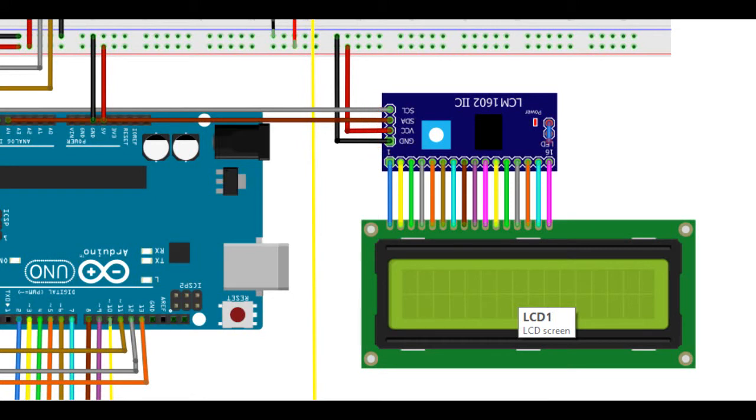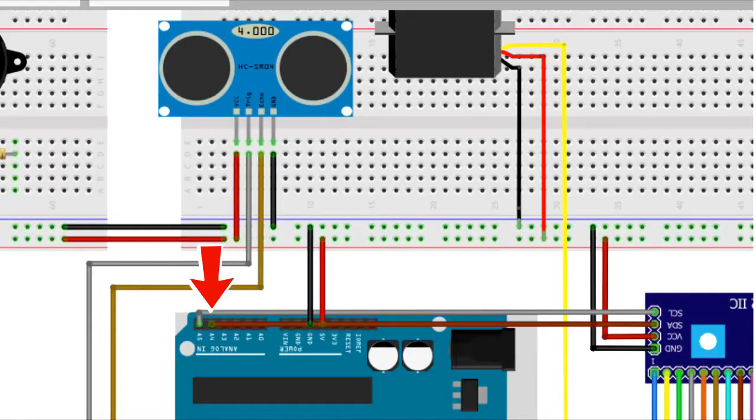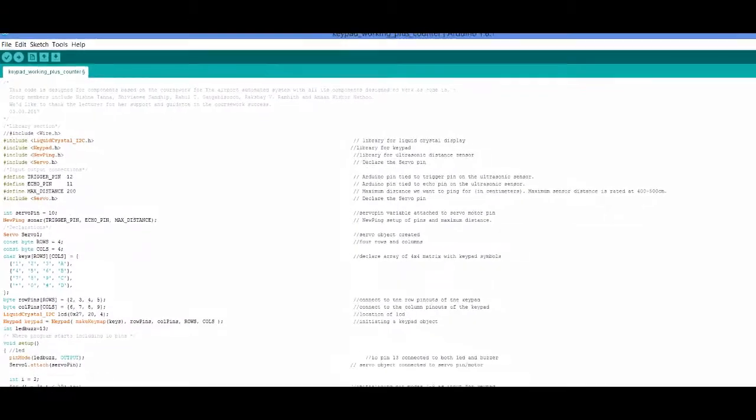The connections from that adapter are as follows. The GND goes to ground, VCC goes to 5 volts, and the SDA and SCL go to A4 and A5 respectively, which are the analog pins.